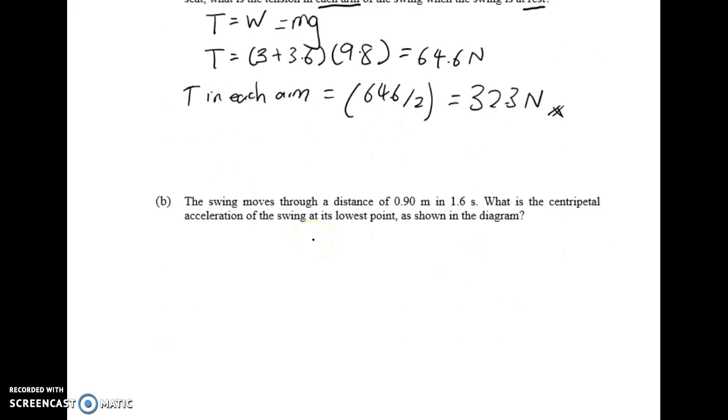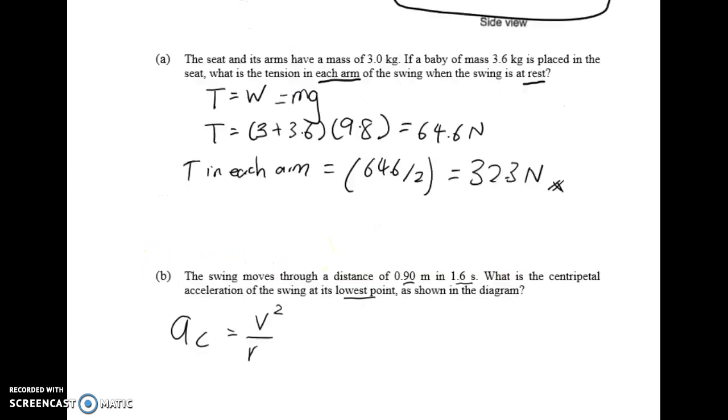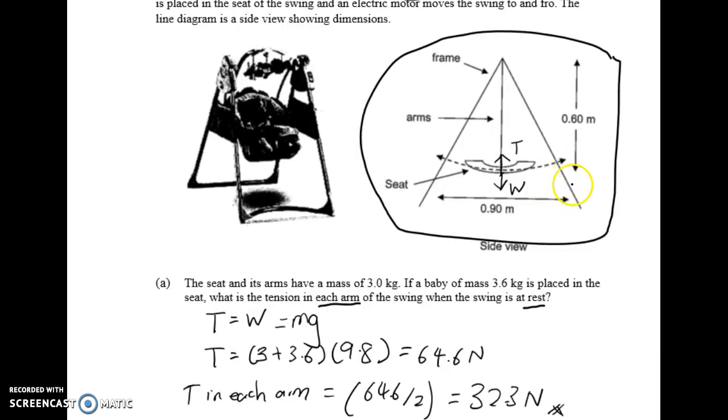Okay, and then the question proceeds. Now you have a moving swing moving through a distance of 0.9 meter in 1.6 seconds. What is the centripetal acceleration at the lowest point shown in the diagram? So for centripetal acceleration, the equation is always v squared over r. I mistakenly wrote this wrongly, let me erase. Okay, so you need to ask yourself what is the v, what is the r.